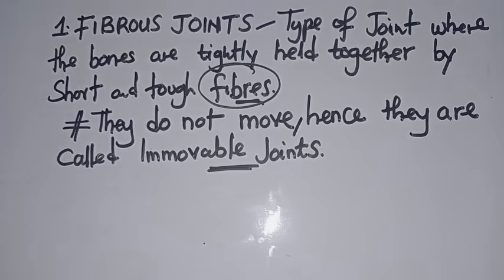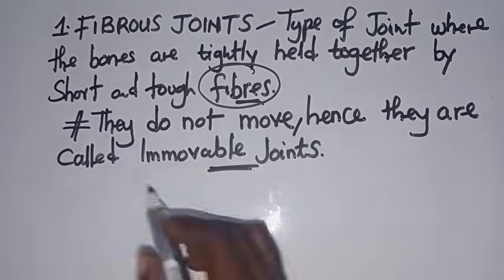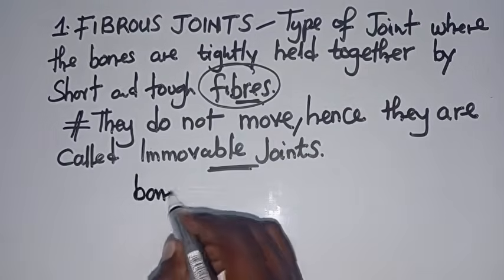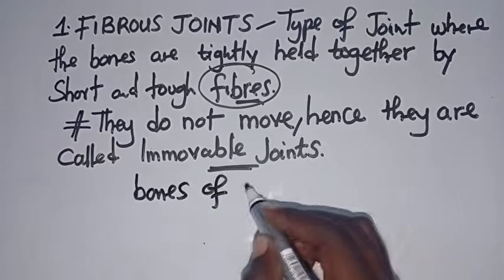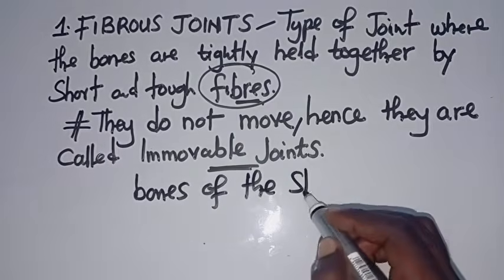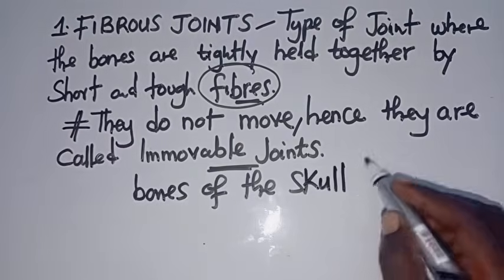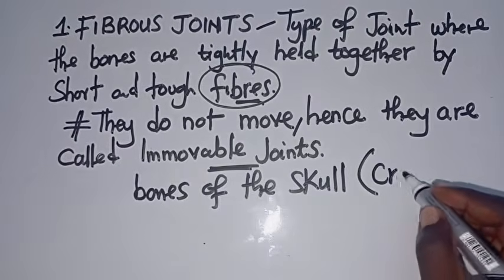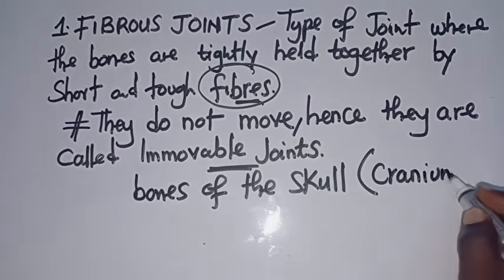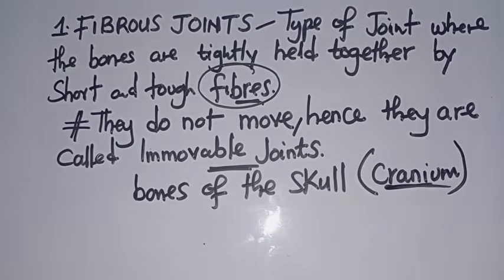So a good example is the bones of the skull, which is the cranium. We call these fibrous joints. Bones of the skull, which we can also call the cranium. That is the best example that we can look at.